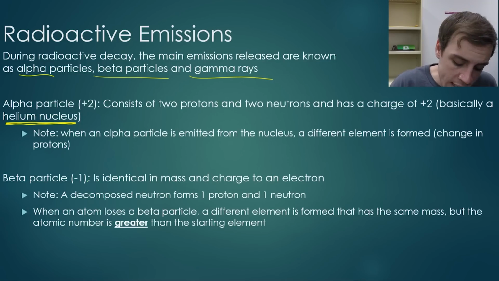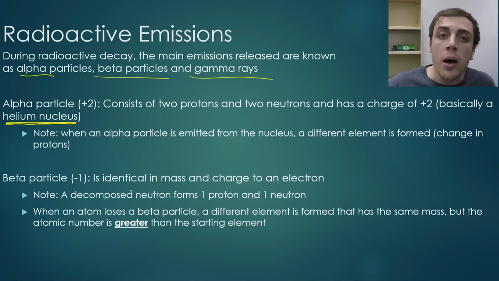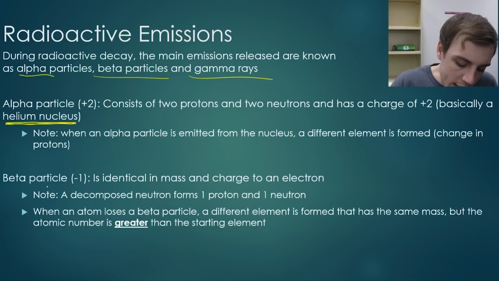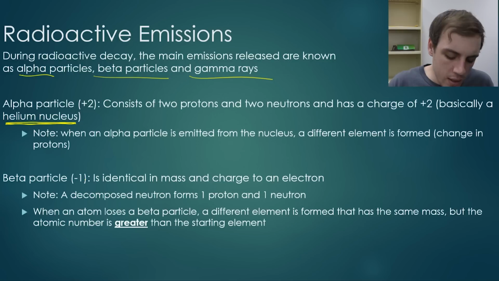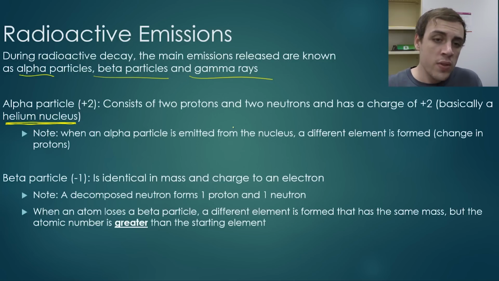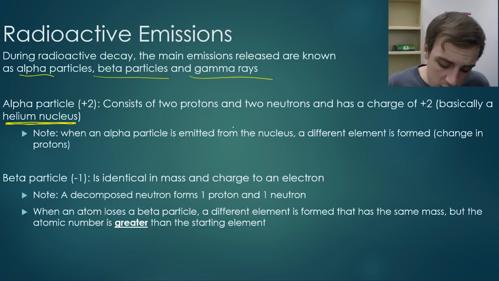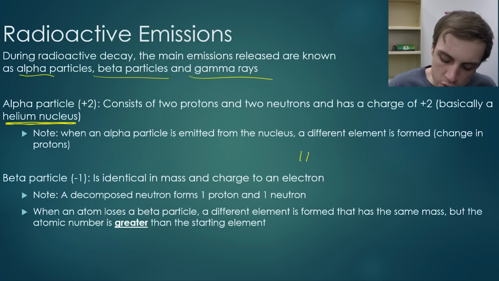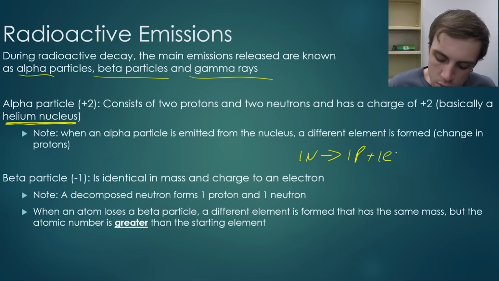Beta particles have a charge of -1. Now, a beta particle is essentially identical in mass and charge to an electron. So it's a good way to think about it and memorize it. I want you to be aware here too that, strictly speaking, a beta particle is not actually an electron. It is a neutron that has broken itself down into 1 proton and 1 electron. So you don't have to get bogged down in the details. Essentially we will have 1 neutron, and that will break down into 1 proton and 1 electron.